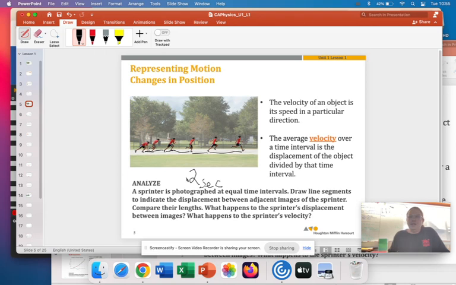And what's happening to the sprinter's velocity? Well, we can say right here, his displacement is changing a lot more per unit of time. So we can say his velocity is increasing.